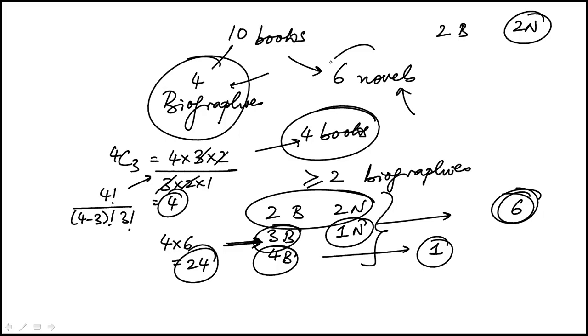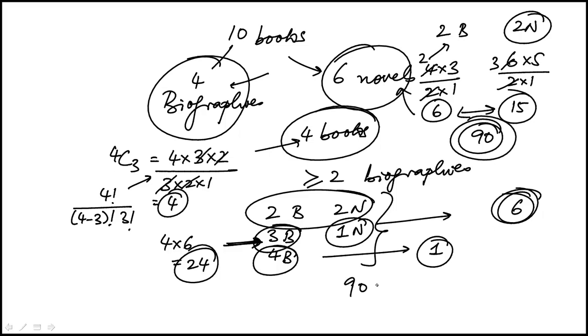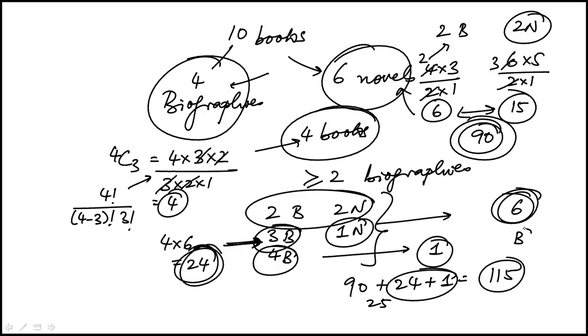So 2 novels I'm selecting from 6. That's the same as 6 times 5 over 2 times 1, which is 15. And the biographies would be 4 times 3 over 2 times 1, which is 6. Total number of ways I can do this is, again, I'm going to multiply those 2. That's 90. So the total different selections that are possible is the sum of 90 plus 24 plus 1. That's 25. 90 plus 25 is 115, which is answer choice B.